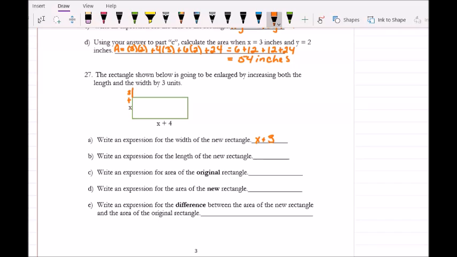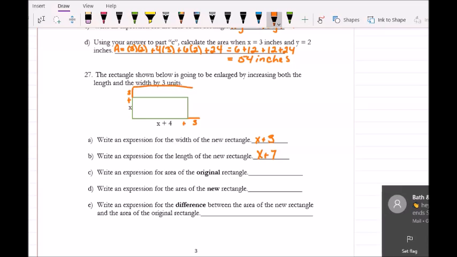Okay, write an expression for the length of the new rectangle. Well, the length is also going to be increased by 3. So that means making that 3 units longer and adding it on to what I already had. So that would mean x plus 4 plus 3, which is x plus 7 altogether. So the new rectangle will look something like this.